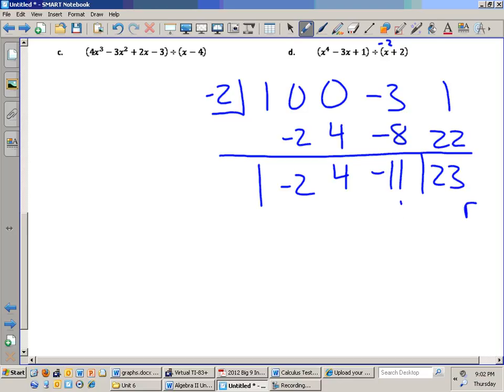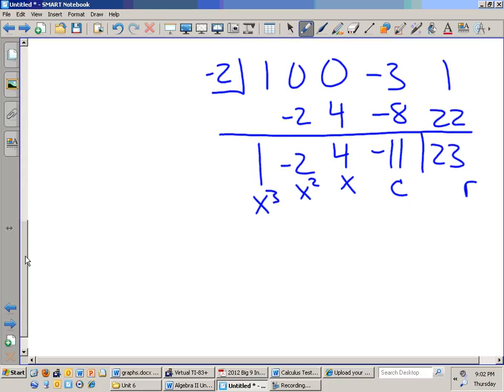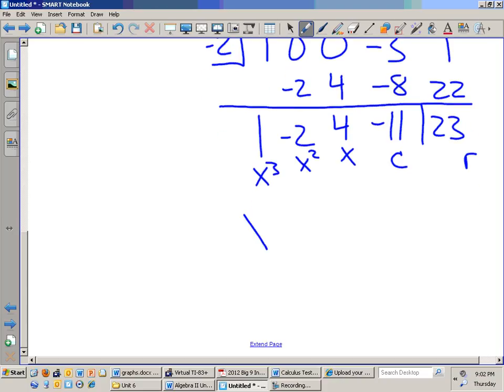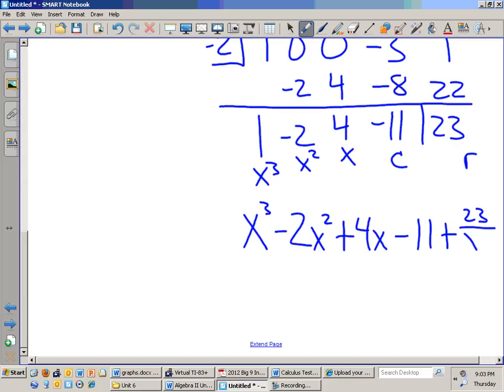Remainder, constant, x squared, x to the third. Write it out. 1x to the third minus 2x squared plus 4x minus 11 plus 23 over your divisor, which is x plus 2. That's it.